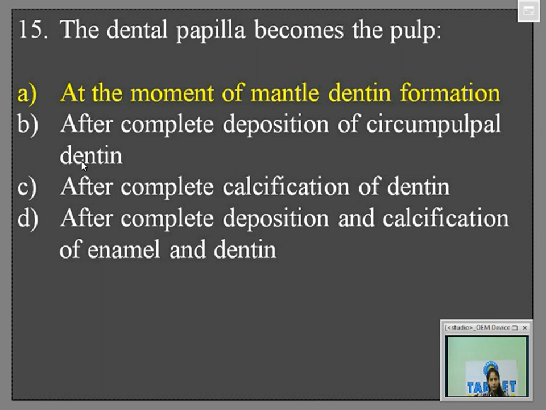Then you have the secondary dentine. Secondary dentine is the one which is formed throughout life. It is formed at a slower pace. So primary dentine is formed at what rate? 4 to 8 microns per day. Secondary dentine is the dentine that is formed throughout life. It starts forming after the root formation is completed, and it is formed at the rate of 0.8 microns per day.